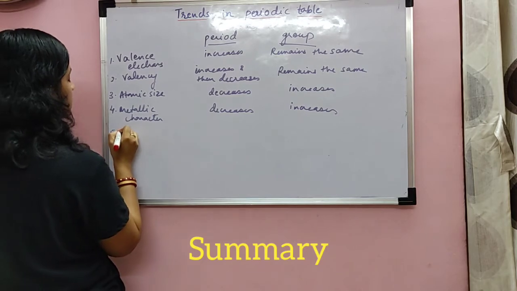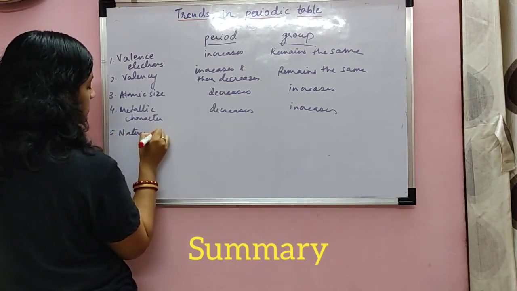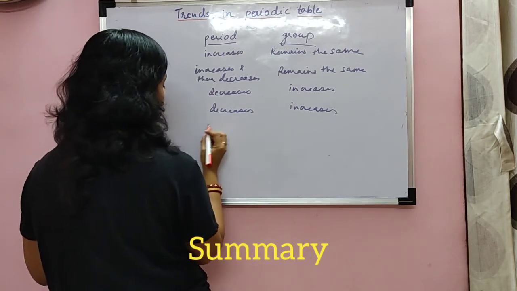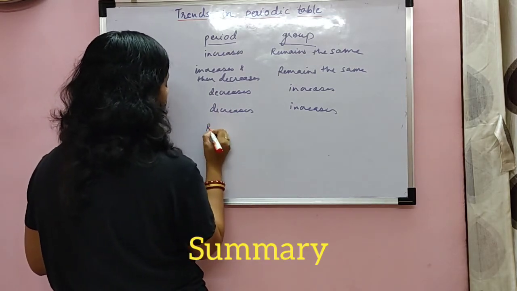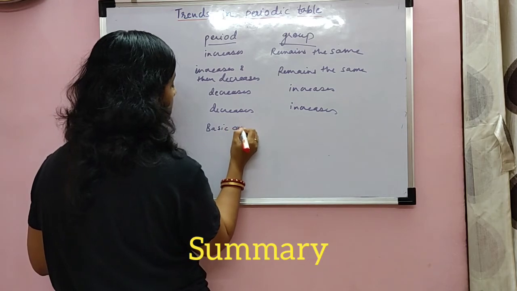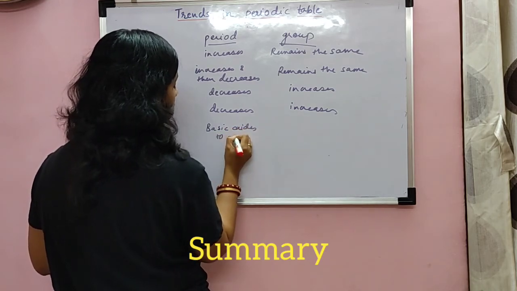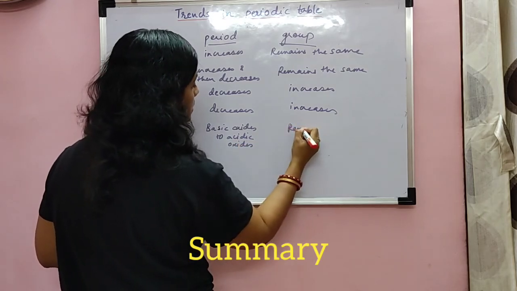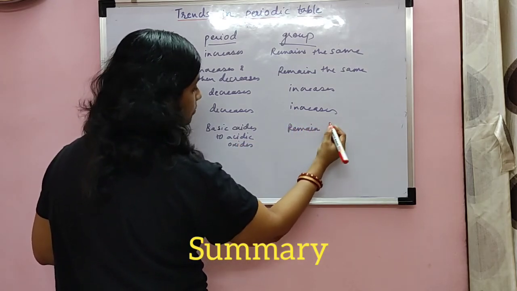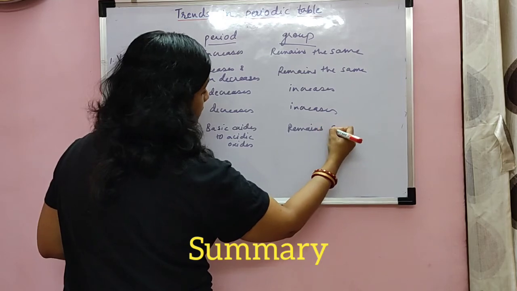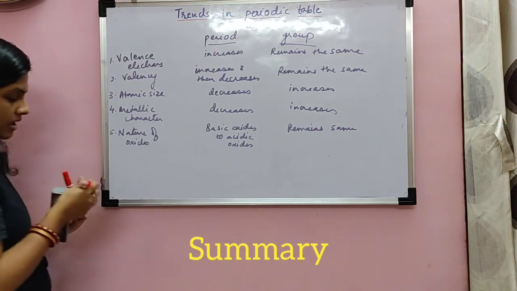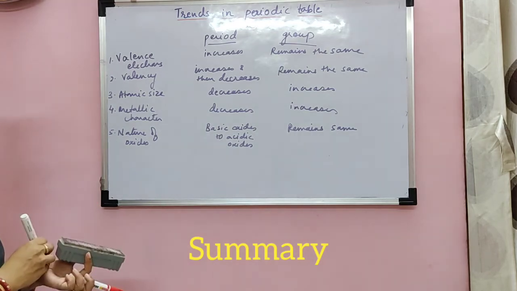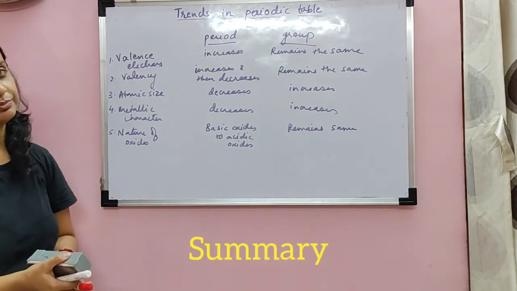And the last one, that is nature of oxides. What happens to the nature of oxides? In a period, basic oxides to acidic oxides, and in a group it remains the same. If they are metals, they will form basic oxides, and if they are non-metals, they will form acidic oxides. So I have given a summary of what I have taught, and I have given the results also.